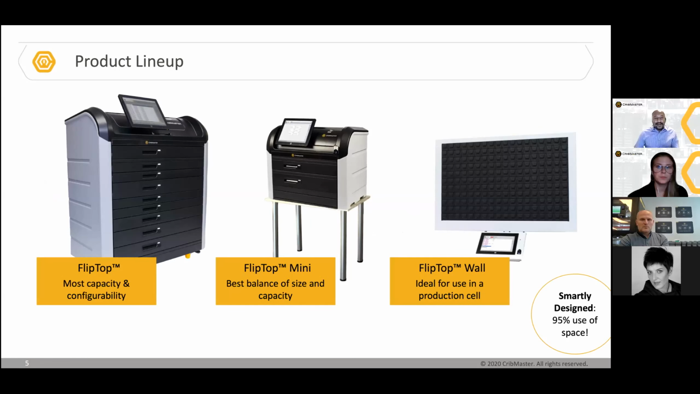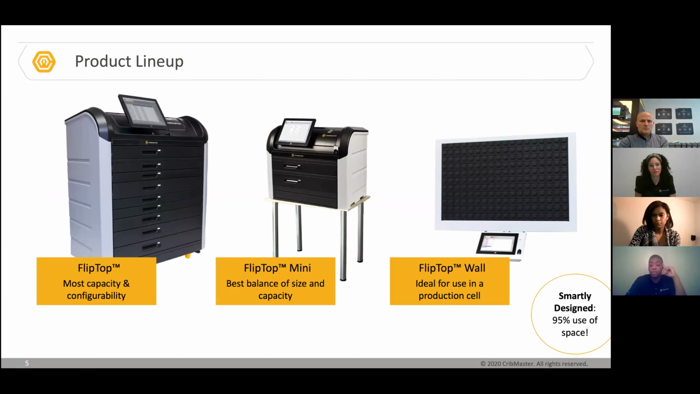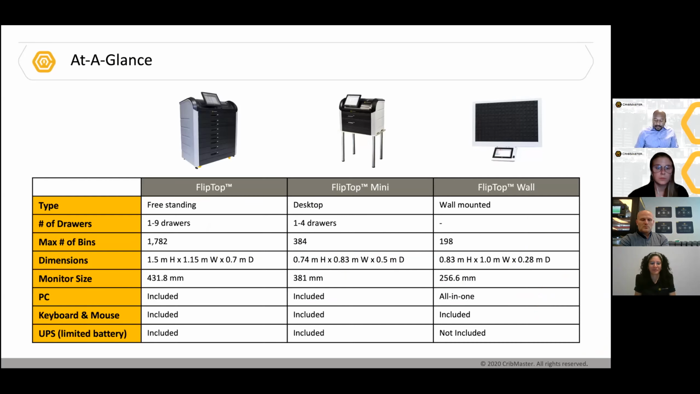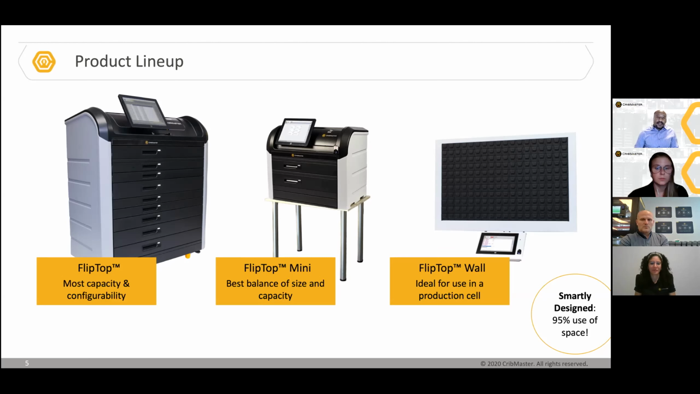So what's in the lineup? The first is the large machine, which is called FlipTop, and this has the most capacity and configurability. The mini, which is the balance of size and capacity. As you can see here, it sits on a table, but it's also available on a trolley. And we have the wall, which is ideal for a production cell. And with each of these machines, most of the space is used, up to 95% of the space is used for your items.